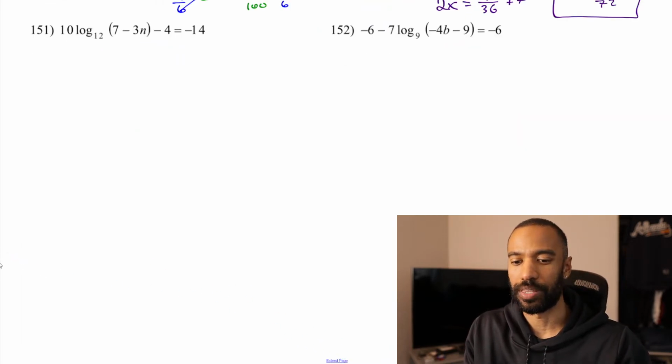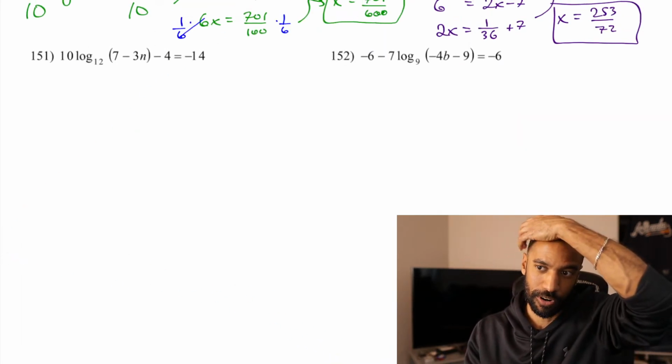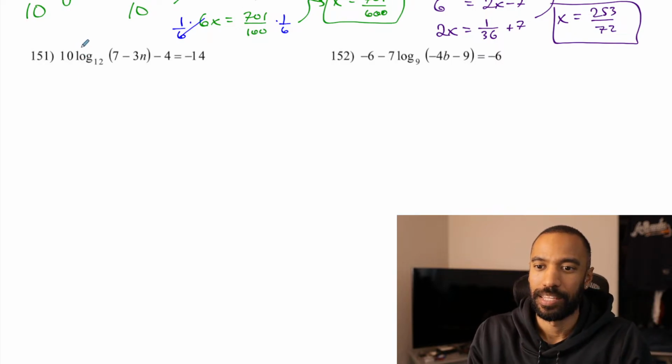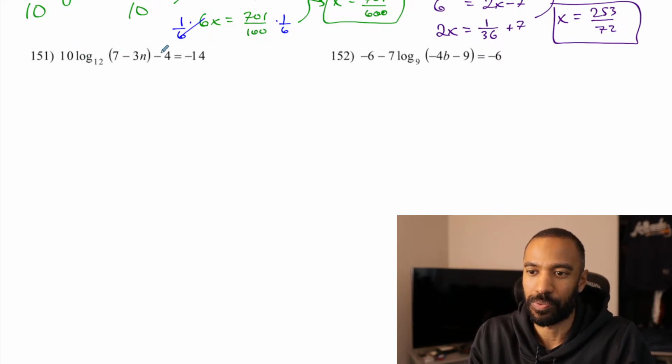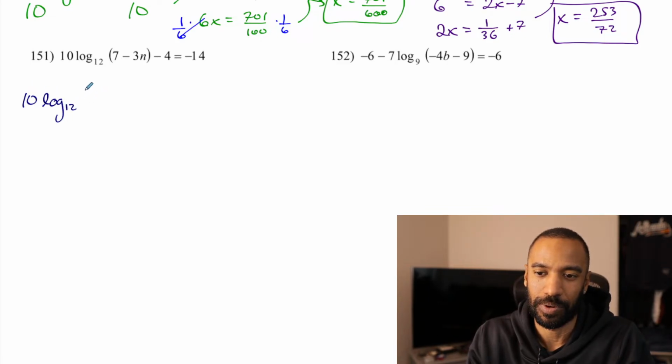All right, last two on this side before who knows what's happening on the other side here. 10 times log base 12 of 7 minus 3n minus 4 equals negative 14. I'm going to start by adding that 4 to both sides. If all of these are negatives, man, that's unfortunate. I didn't realize they'd just be negative after negative the rest of the way. No wonder all those are fractions. 10 times log base 12 of 7 minus 3n equals negative 10.